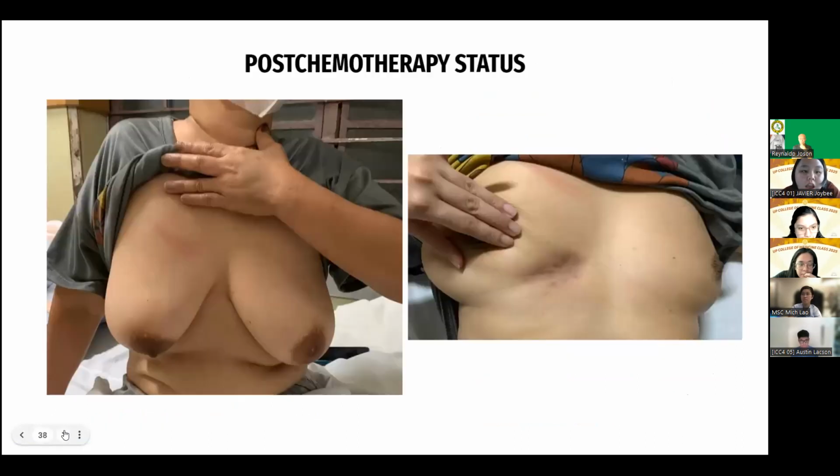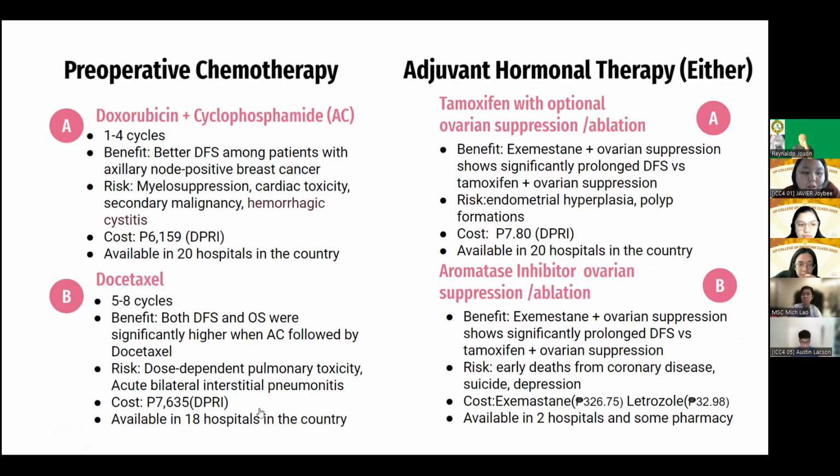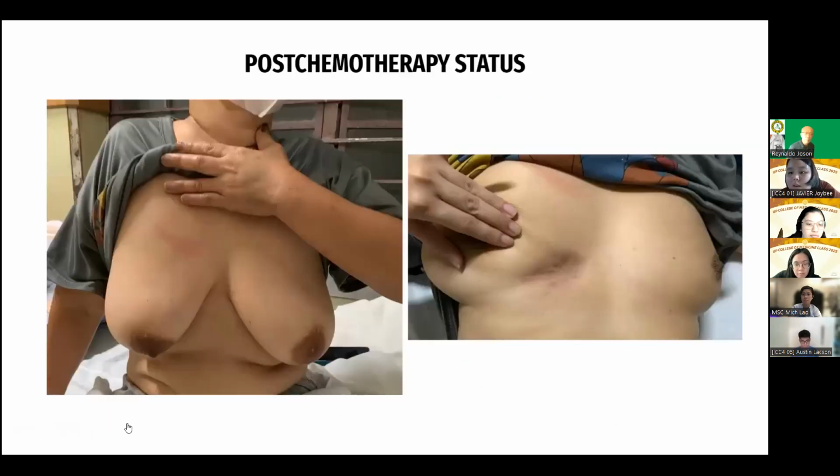So other medications can also be considered, like filgrastim, metoclopramide, and dexamethasone for after chemotherapy. So next slide. So this is the post-chemotherapy status of the patient before going to operation.